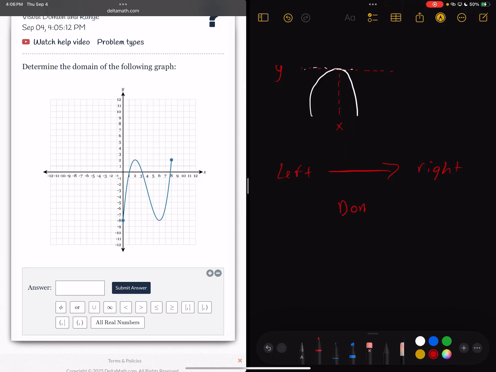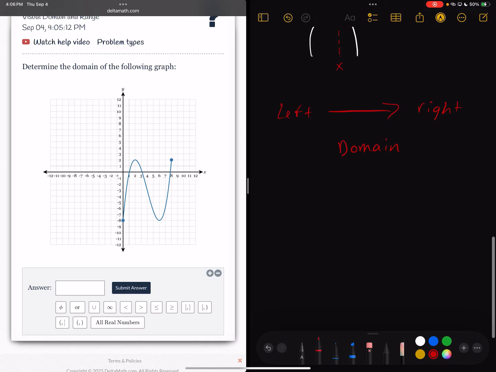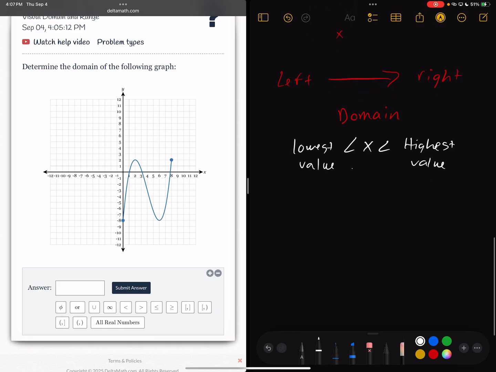Now for domain, we have a skeleton to follow. Less than x, less than. Where on the left, this is my lowest value. And this is my highest value. And from there, we just determine which correct inequality, whether it's less than or equal to, or this less than or equal to.